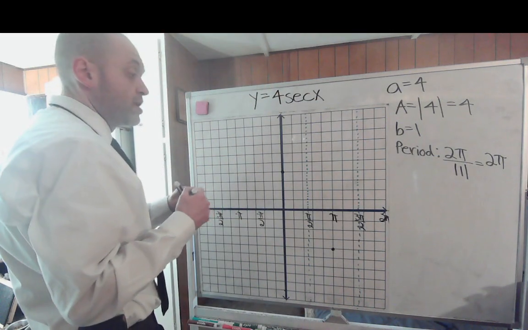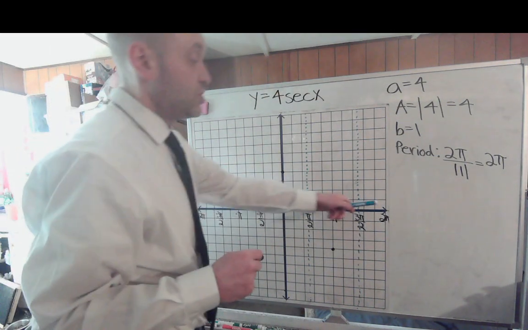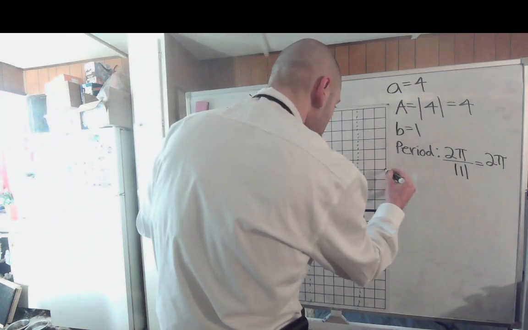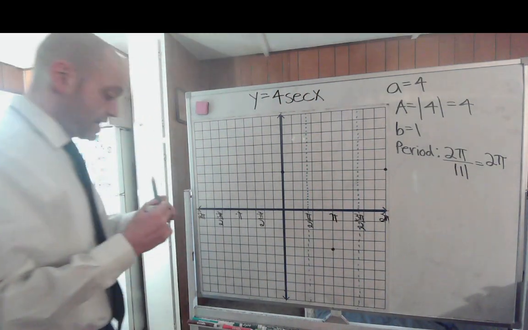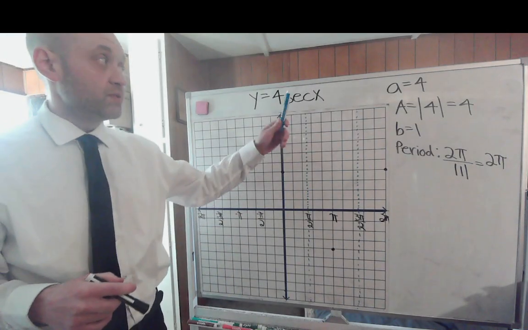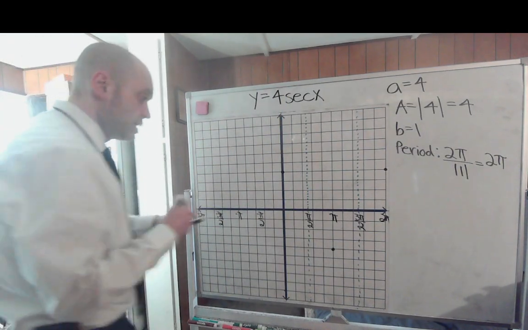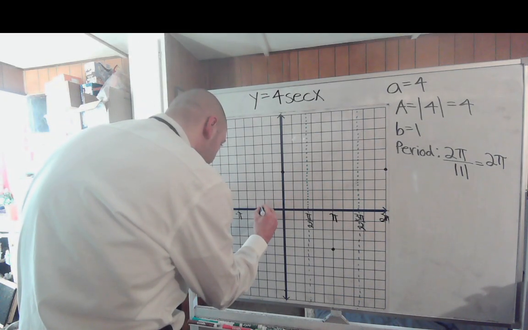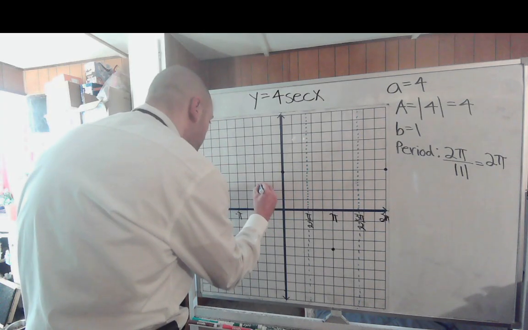All right, and then what about 2 pi? Secant of 2 pi is 1 times 4. Well, that's all the way up to 4. All right, now let's go to negative pi over 2. Secant of negative pi over 2 is undefined, so there's actually yet another vertical asymptote at x equals negative pi over 2.